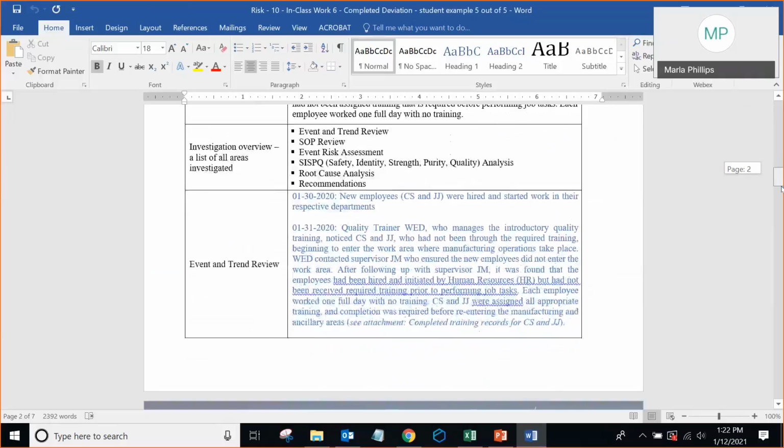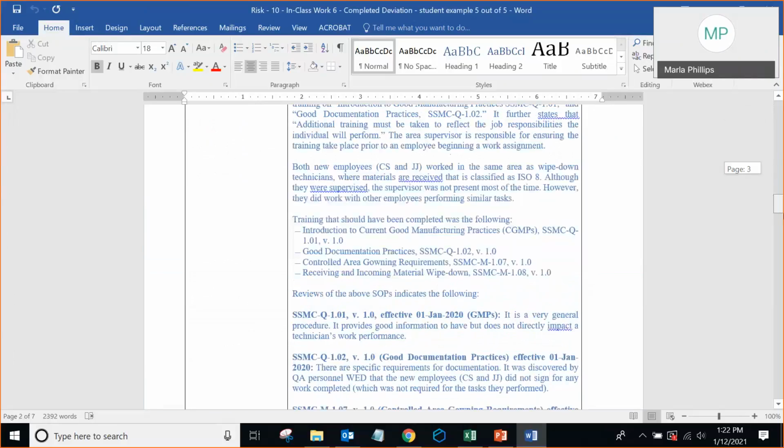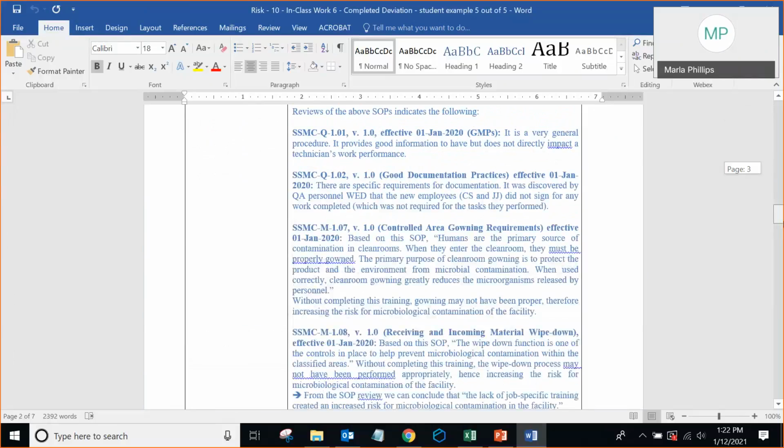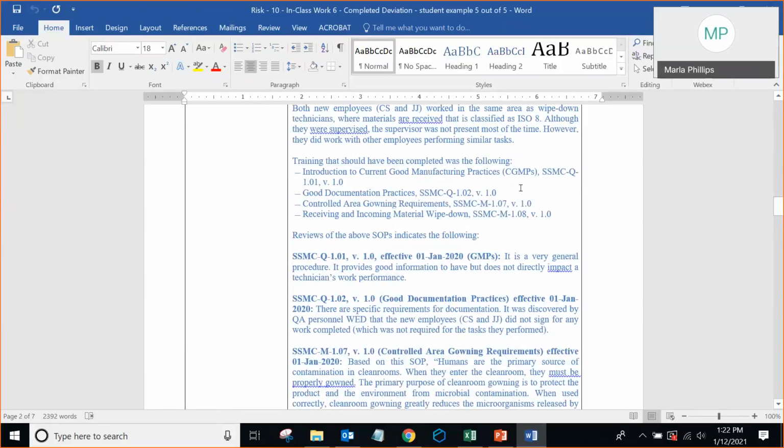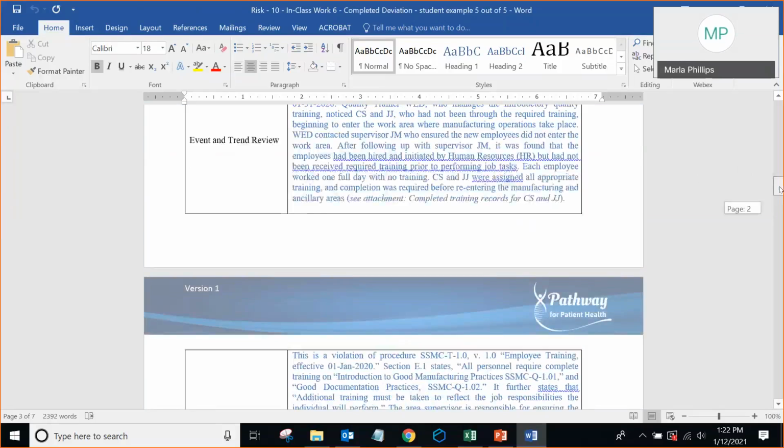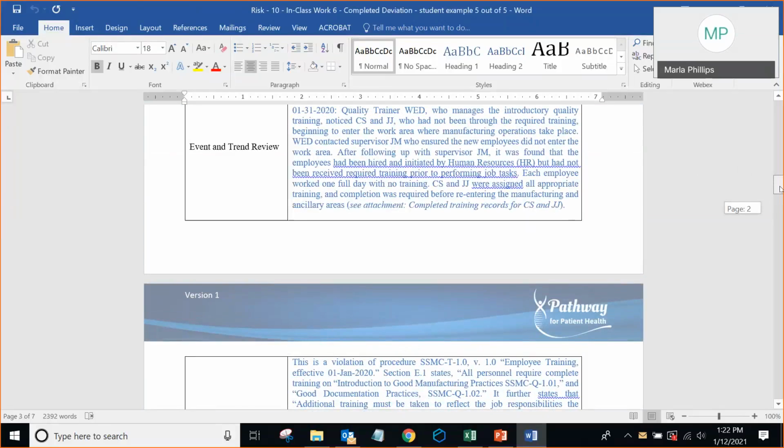And now they're going to get into the event and trend review. And you can see that they're basically documenting what has occurred and what procedures would have indicated what they should have been doing, or what procedures might have been violated and why. So they're basically looking at the event, and then also trying to identify if there was a trend. And from the information they've been given, there really has not been a trend identified.